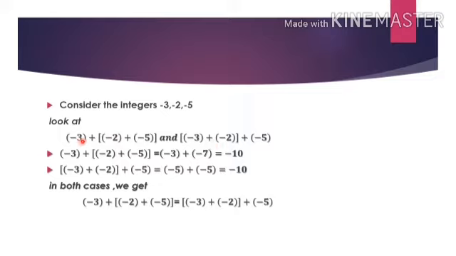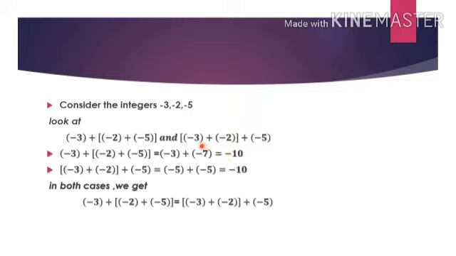Okay, consider the first case, minus 3 plus (minus 2 plus minus 5). The bracket is given on minus 2 plus minus 5. Minus 2 plus minus 5 is simple because both of them are negative integers. How can we add? We add the integers and put the negative sign. 2 plus 5 is 7, and putting the negative sign, we get minus 7. The first integer is minus 3. Minus 3 plus minus 7: both of them are negative integers. We add the numbers and put the negative sign. We get the answer minus 10.